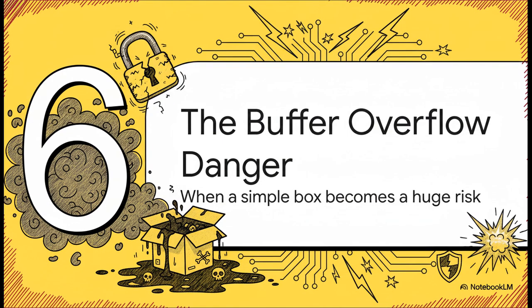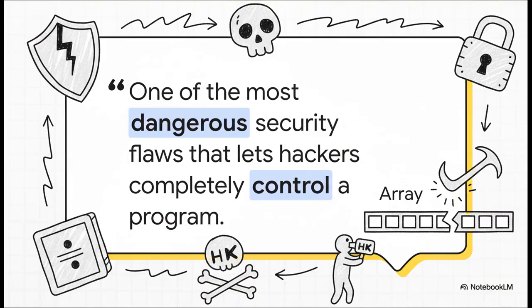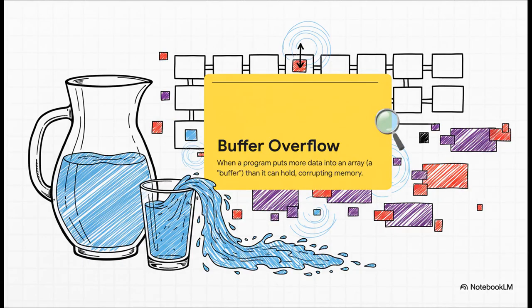Okay, but now the story takes a bit of a dark turn. That primitive nature of the C array, the fact that it has 0 built-in safety nets, well, that means a tiny, simple mistake can turn this handy little box into a massive, catastrophic security hole. And I am not exaggerating one bit. People who know this stuff describe this exact problem as, and I quote, one of the most dangerous security flaws that lets hackers completely control a program. That's a big deal. This flaw has a name. It's called a buffer overflow.